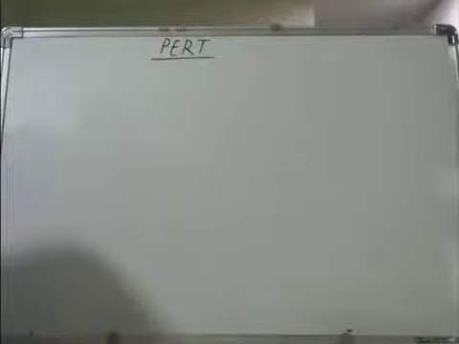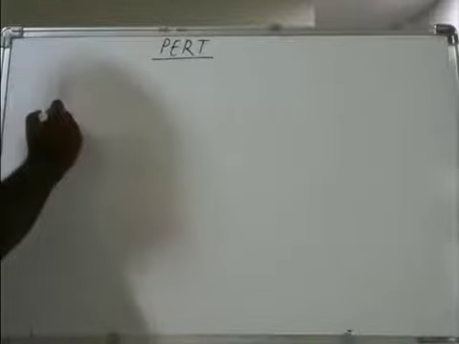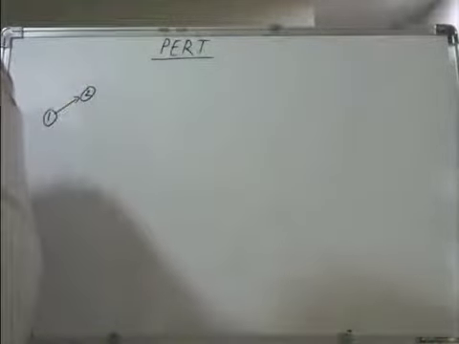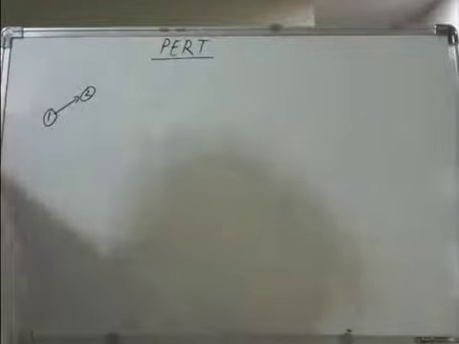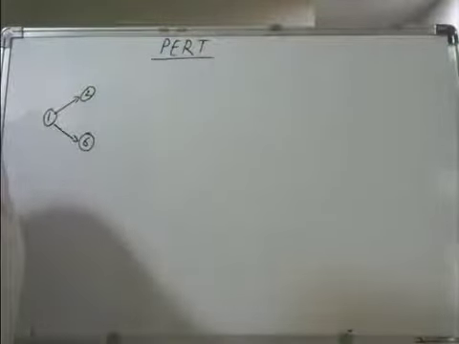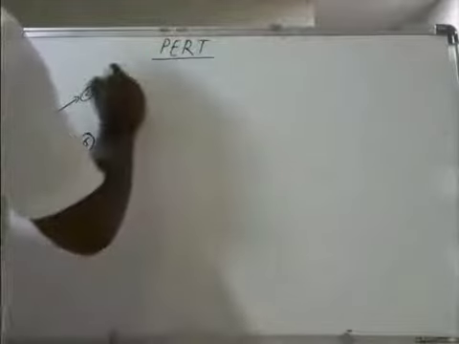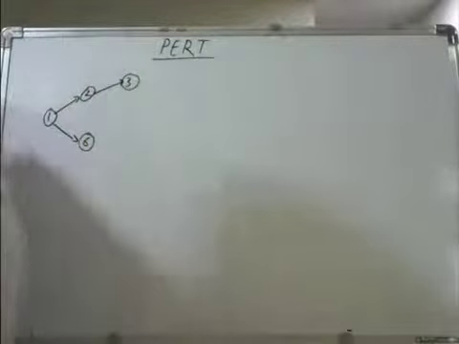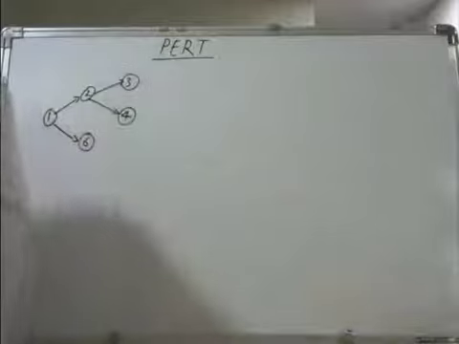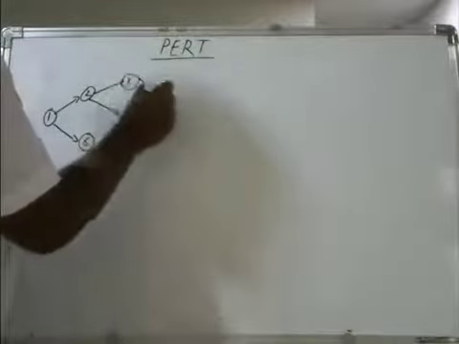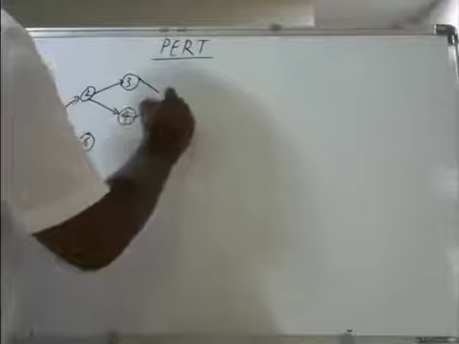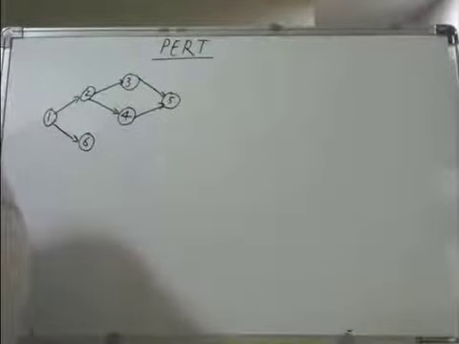Okay, the first one is 1 to 2. So I will try and use as minimal area as possible. So 1 to 2, then you have 1 to 6. Then you have 2 to 3. Then you have 2 to 4. Then you have 3 to 5. Then you have 4 to 5. Okay. Then you have 6 to 7.